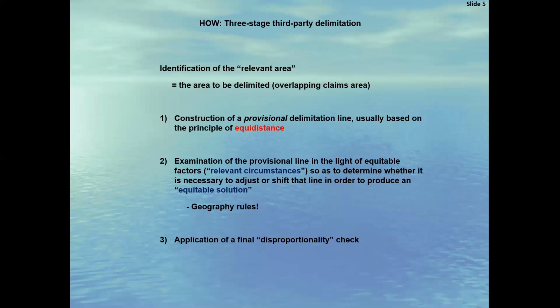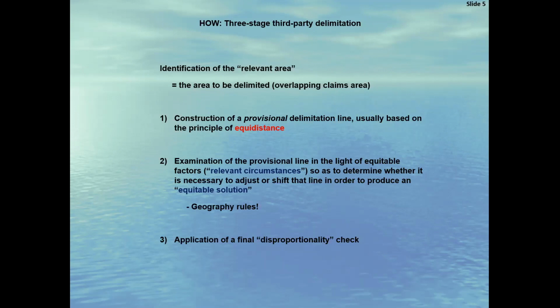Rob will show you the issues with the land terminus point and the equidistance line. The next second stage, the court will consider whether there are factors calling for the adjustment or shifting of a provisional line in order to achieve an equitable result.